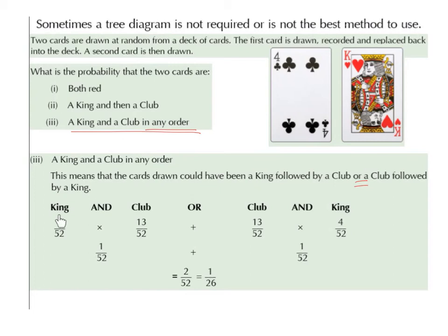So there are 4 kings over a total of 52. There are 13 clubs over a total of 52. So it's going to be 4 over 52 multiplied by 13 over 52 plus 13 over 52 multiplied by 4 over 52.